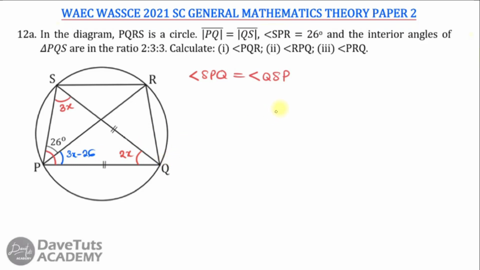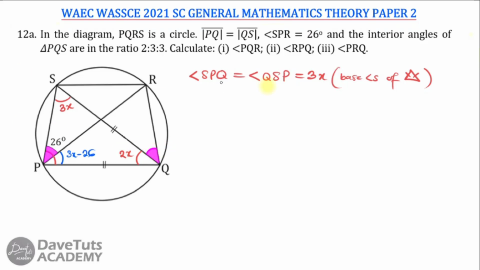Okay, so if that is the case, I can say this angle SPQ, which is also QSP, is actually having 3x, because they are base angles of an isosceles triangle, just like this. Now looking further in this triangle, I can identify this particular region here, this angle 26. I can see that it is also the same as this angle here. That is also going to be 26.